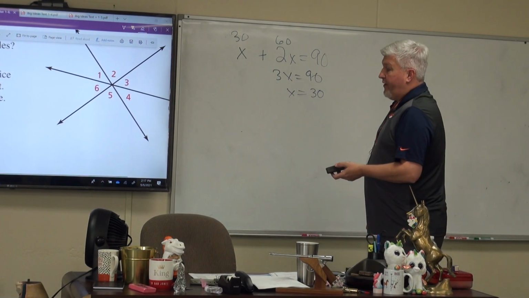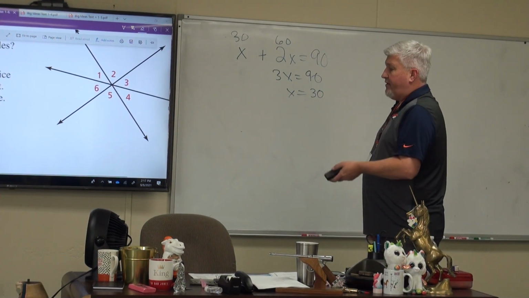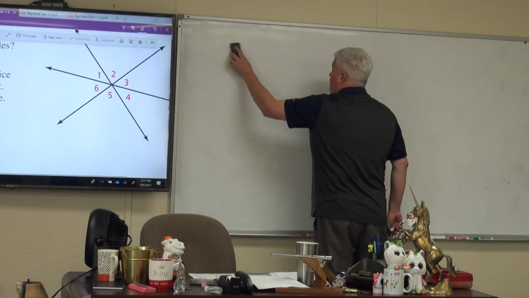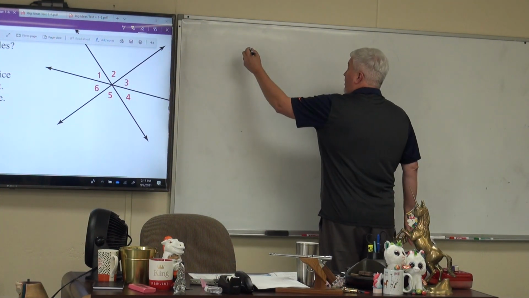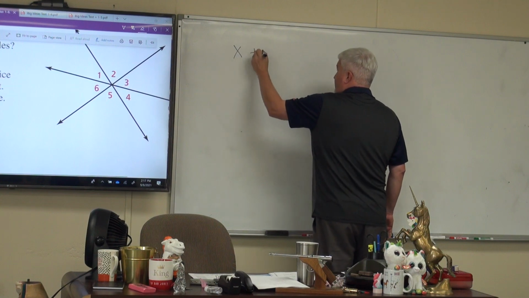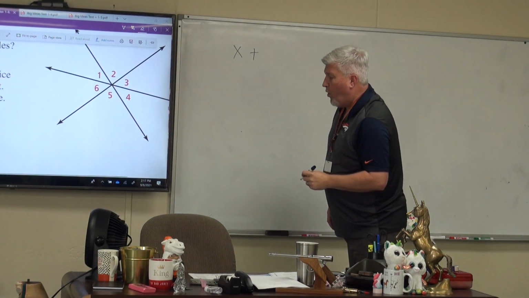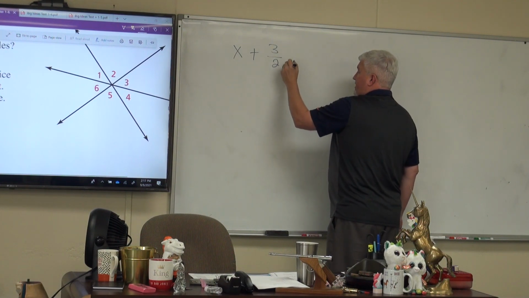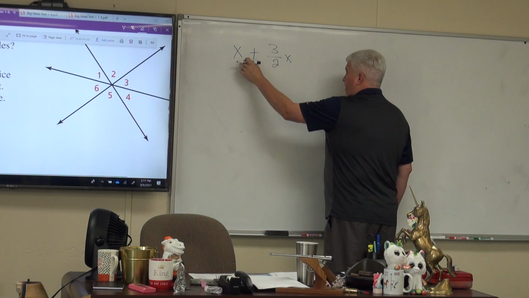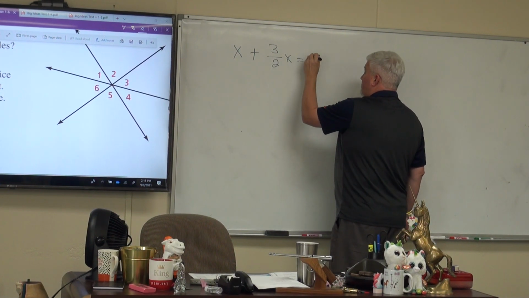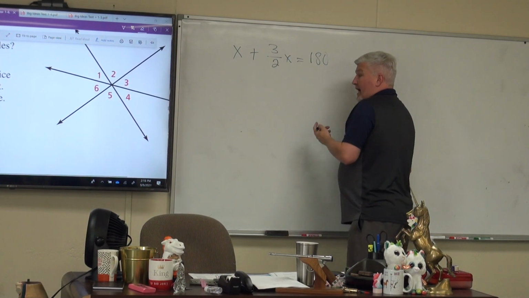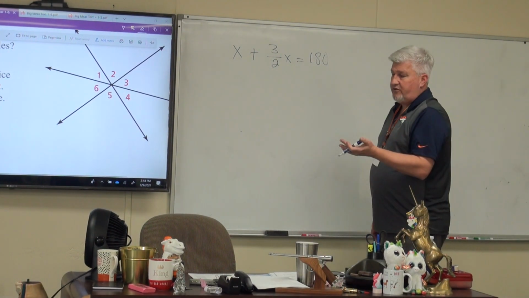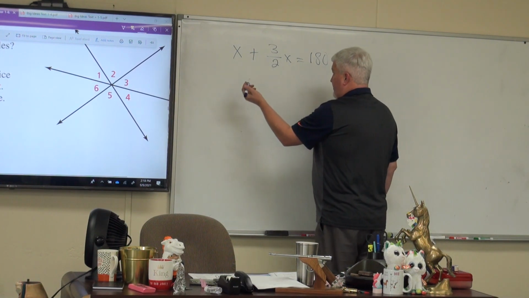Two angles form a linear pair. The measure of one angle is 1.5 times the measure of the other angle. Find the measure of each angle. So I've got one angle that's x, the other one is 1.5 times, which I'm going to write as a fraction, 3/2 x. It's a supplement, so they equal 180. I'm going to leave it in fraction form. If you put it in decimal form, that's fine, but you're using a calculator, I'm not, and fractions are going to be easier for me.